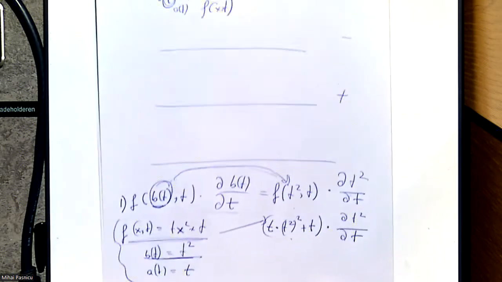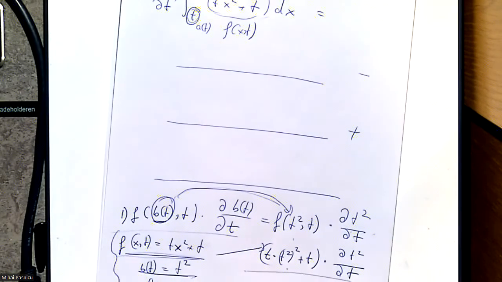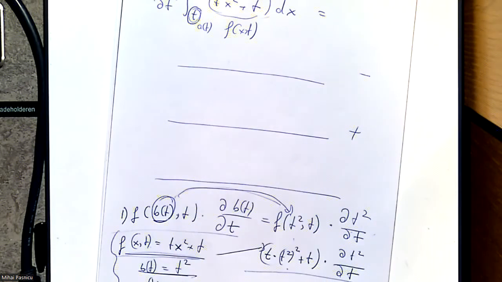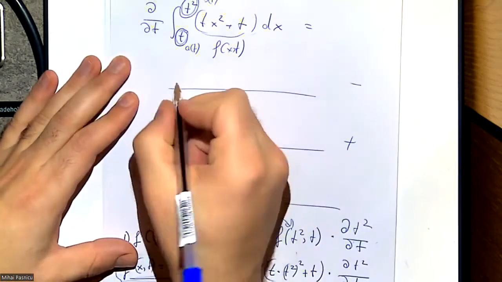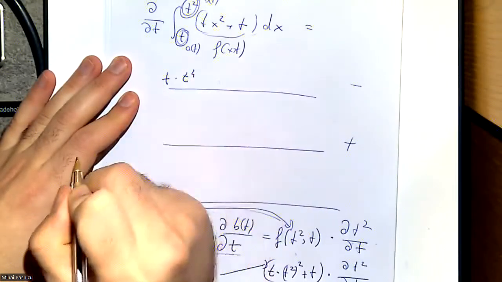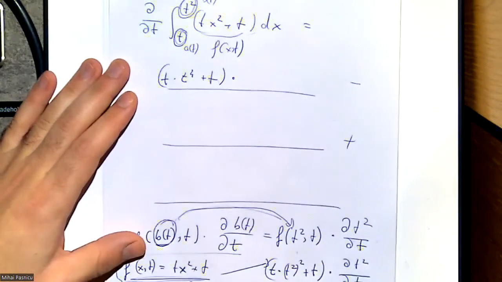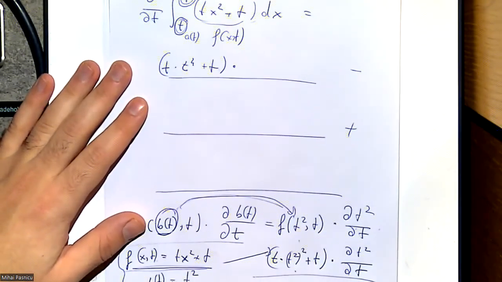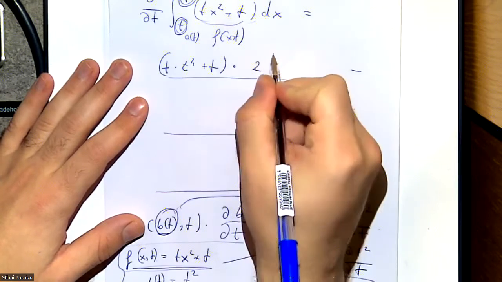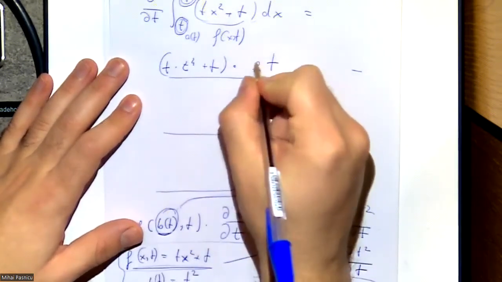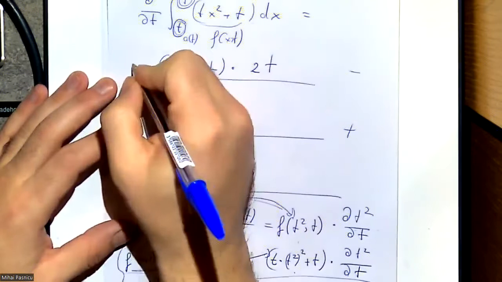Okay, now I just take this. This is my first term, so I just take it and put it here. And I get, I'm not going to touch it, t to the fourth plus t times, and we're just going to compute the derivative of t squared with respect to t. It's just 2t. Okay, first term done.